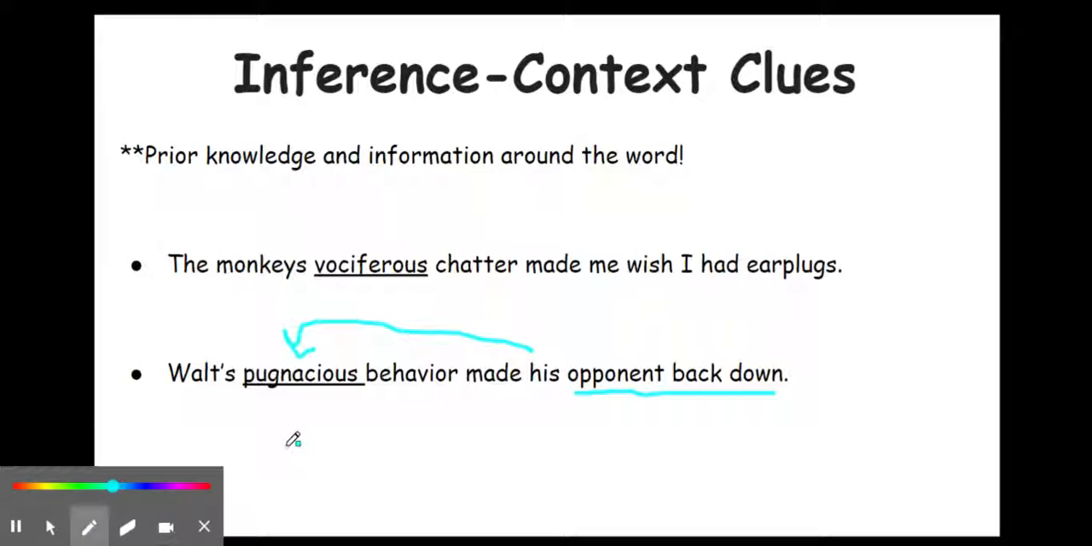Let's see, Walt must have been aggressive or mean to make someone he's battling against back down. Here we have to think about what happens to make opponents back down or turn away. There must be some type of aggressive behavior that makes them want to go the other way. That's using our prior knowledge.